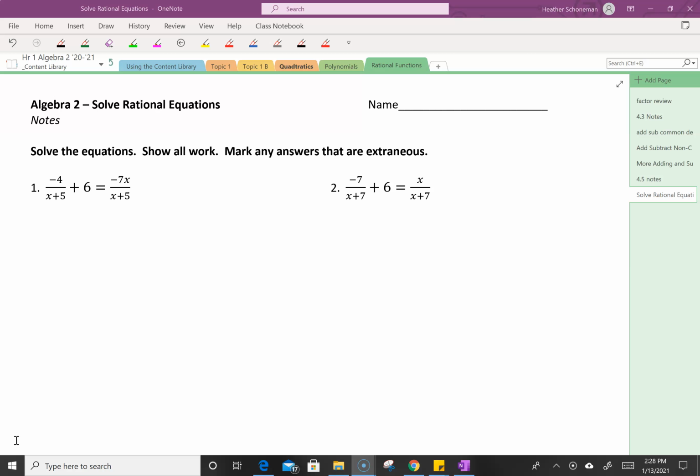As we've been doing this in class, the one thing I keep noticing is people are confusing adding and subtracting with solving. With adding and subtracting, our goal is to keep the fractions. We don't want to get rid of them. Solving, we're trying to get rid of them.